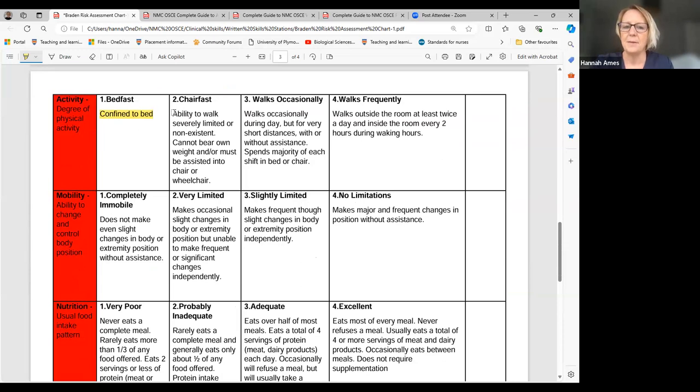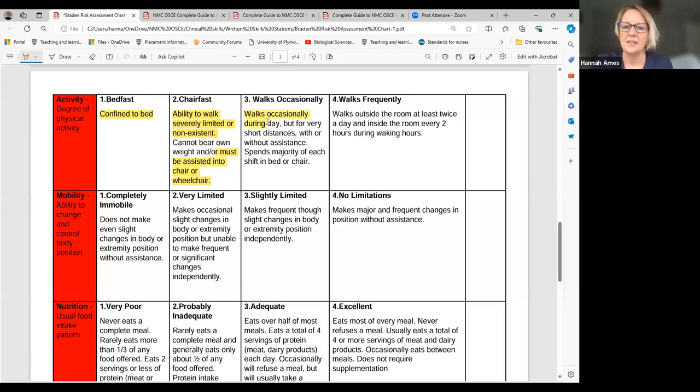Chairfast would be their ability to walk is severely limited or non-existent. They cannot bear their own weight and they must be assisted into a chair or wheelchair. So 1 is they're totally bedbound, wouldn't be able to get into a chair, and 2 is they can be assisted into that chair or wheelchair, but their ability to walk is severely limited or non-existent.